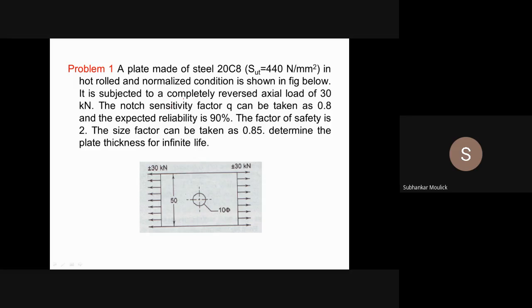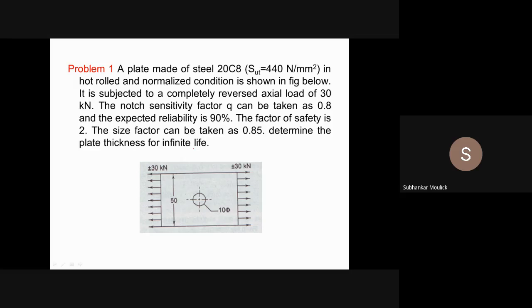The notch sensitivity factor q can be taken as 0.8. So the value of q is given to us, that is 0.8, and the expected reliability of this component is 90%. Since reliability is 90%, we can easily find out the value of Kc from that table. The factor of safety is 2. The size factor can be taken as 0.85. We know that size factor is nothing but Kb, so directly the value of Kb is given to you, that is 0.85.